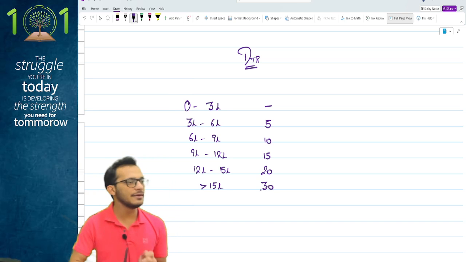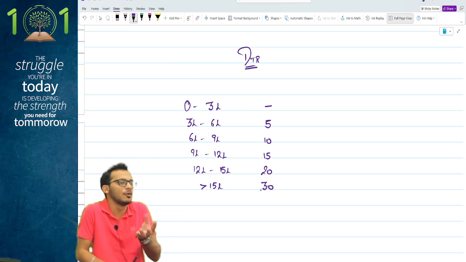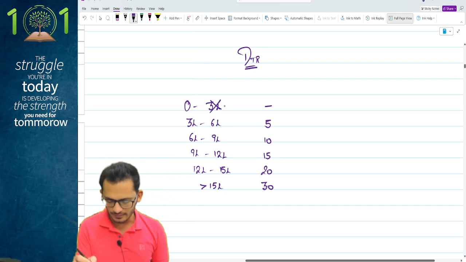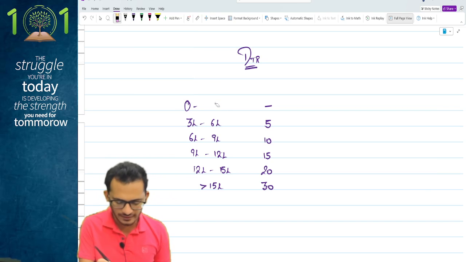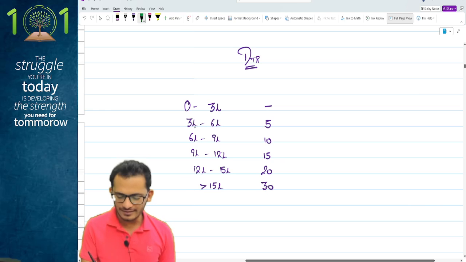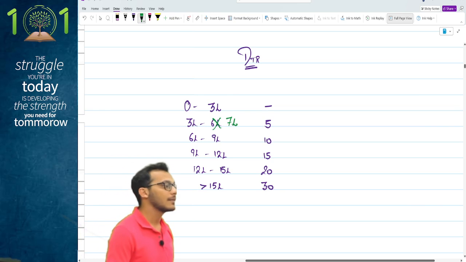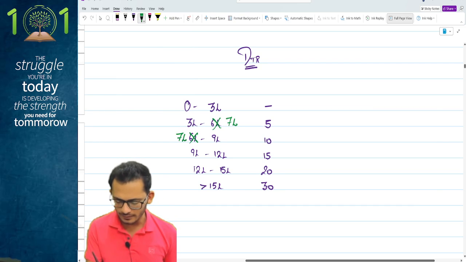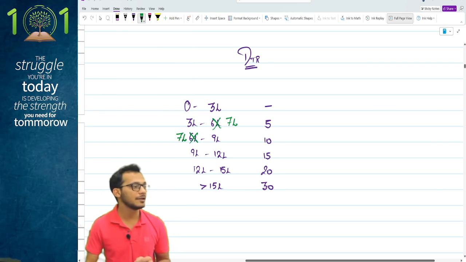This year they came and said, yes, you know what, the rates are great. It is giving better benefits. But I still want to give a little bit more. What they decided, they will make the 6 as 7 lakhs, which means here also it became 7 lakhs.